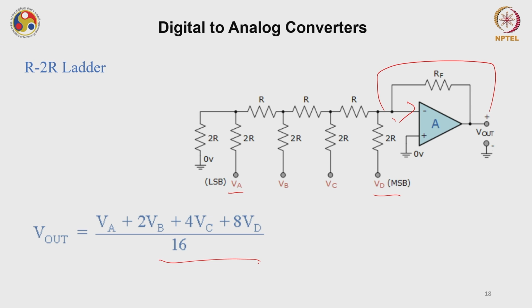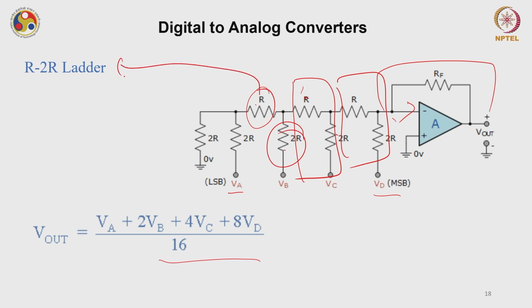By using this simple structure, which is known as the R2R ladder because I am using R here and 2R here. Similarly, in another branch I am using the same R2R configuration, and in the next stage also I have the same configuration. So R2R, and that's why this name is R2R ladder. This is the output of this kind of configuration. You can increase the number of bits by adding one more R2R structure.